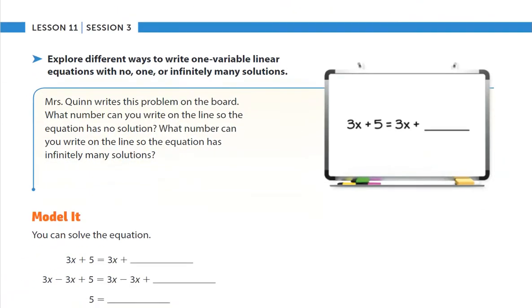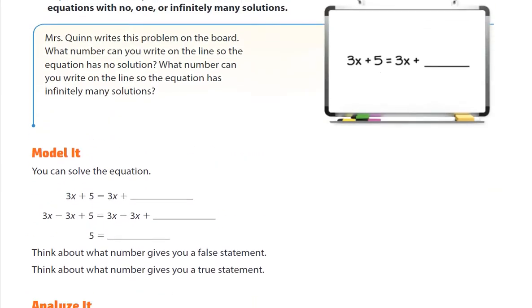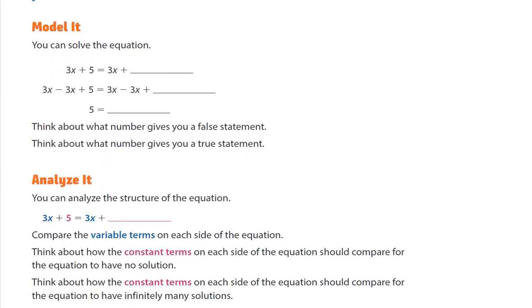All right. Now what do they got going on over here for the modulates? So what they've done is they've solved the equation, but they've left the blank a blank. You could just make another variable. Okay, so then it says, think about what number gives you a false statement. We had said 2. Think about what number gives you a true statement. 5, because 5 equals 5 is true, just so you know.